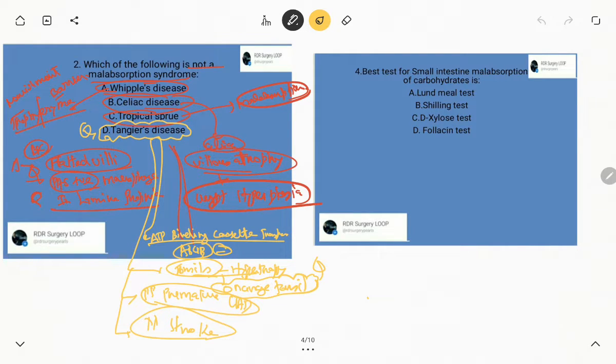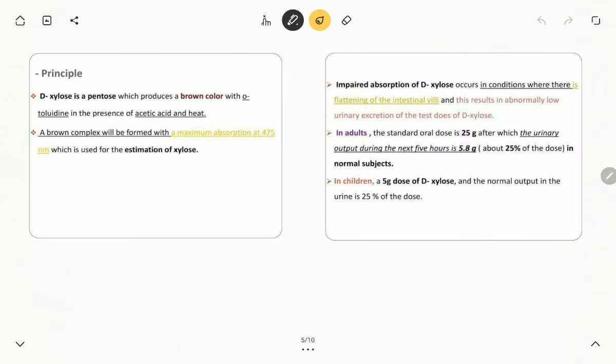Moving on to the next MCQ: the best test for small intestinal malabsorption of carbohydrate is the Xylose test. We will see the Xylose test in detail. Xylose is a pentose which turns brown in color with o-toluidine in the presence of acetic acid and heat. This complex formed has maximum absorption at 475 nanometers. Each of these points is an MCQ for you.